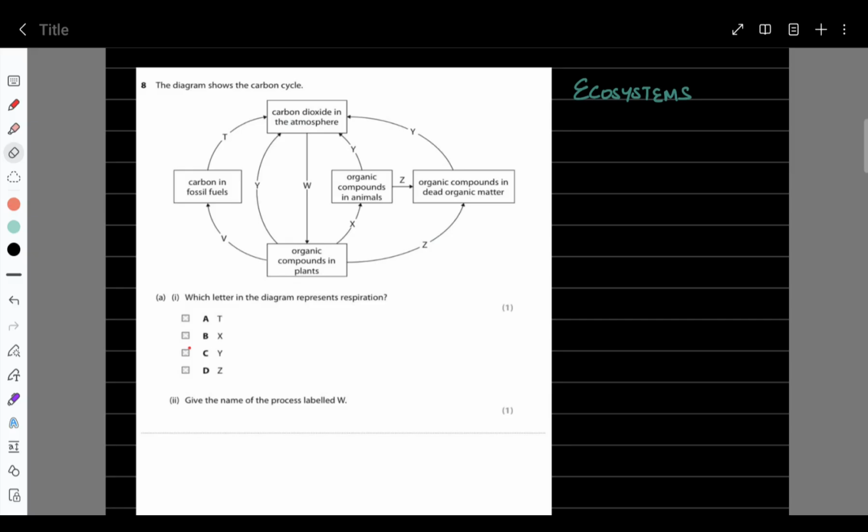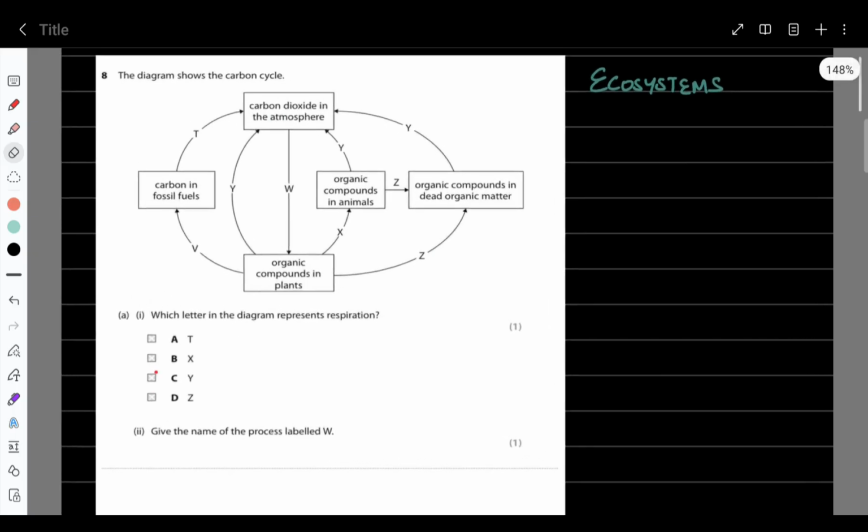You have been given the following information. And this question has three parts. Let's look into the first part. They have said, which letter in the diagram represents respiration? So we have four options.